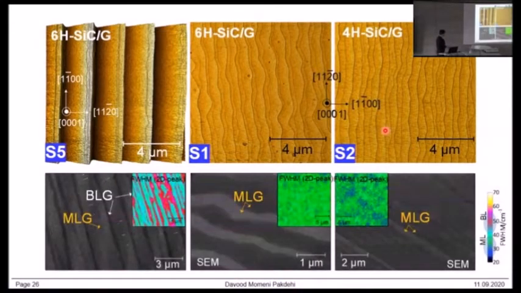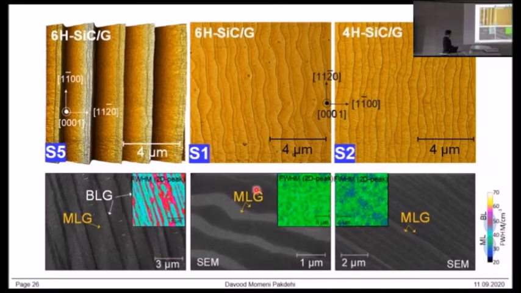You can see at the bottom, in the case of S5, a kind of contrast pattern on these samples, which is attributed to the monolayer and bilayer inclusion. You can see this more clearly when you notice the AFM Raman spectroscopy of this sample.